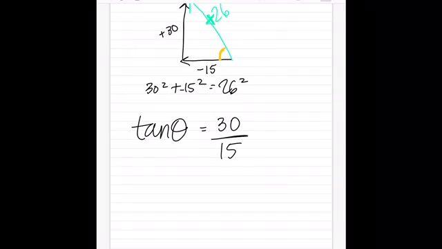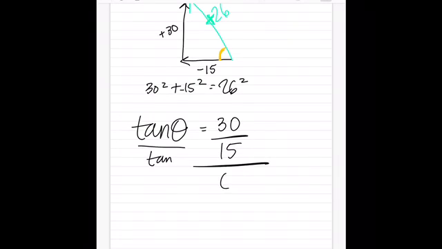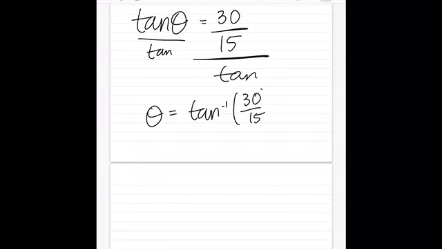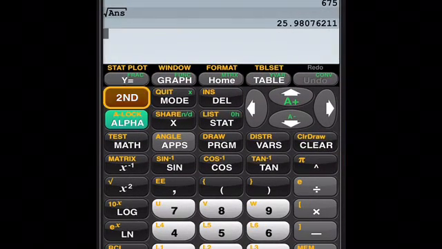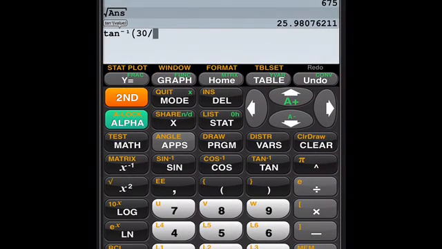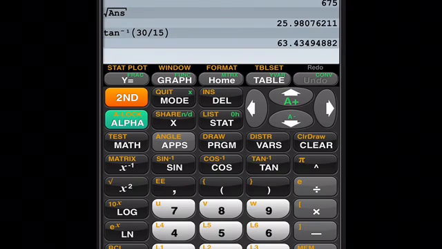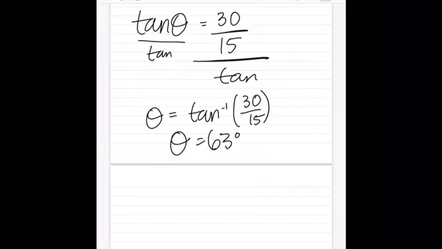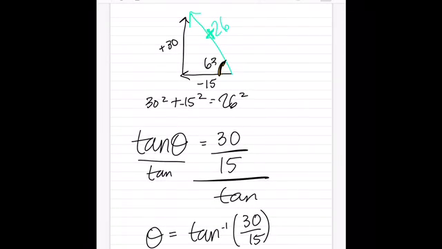All right, so let's do this thing. At this point, you're looking at it going, what do I do now? Remember, you got to get theta by itself, okay? So you have to divide everything by tangent. Now this looks funky and this is hard to put in your calculator. So you're going to go theta is equal to inverse tangent. Anytime you're looking for an angle, you have to use inverse tangent, 30 over 15. So in the calculator, this is what it's going to look like. Second tangent, 30 divided by 15, close parentheses, 63.43. So we'll round to the nearest whole number. So my angle is 63 degrees. Okay, and there it is, 63 degrees.